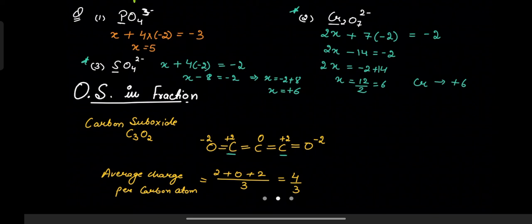So don't get confused whenever a fractional oxidation state comes up. It's very simple: you first find the charge on each individual atom, and then find the average. How will you find the average? Total charge on those atoms divided by the number of those atoms. So in this case, the carbon in C3O2 has an average oxidation state of 4 by 3. That's how we find the oxidation state in fraction.